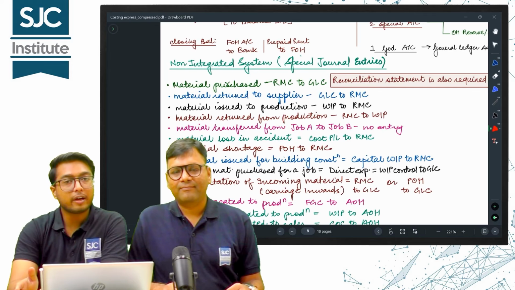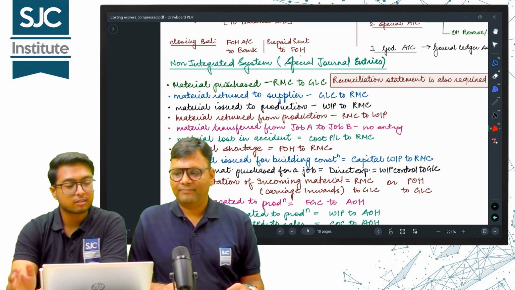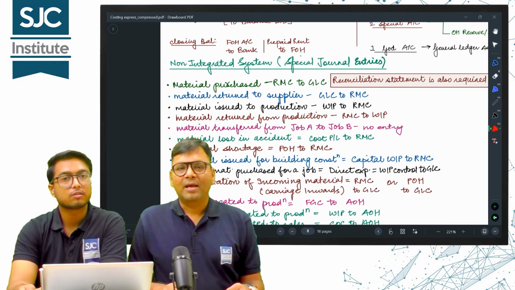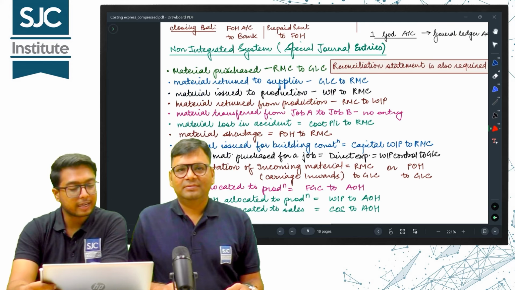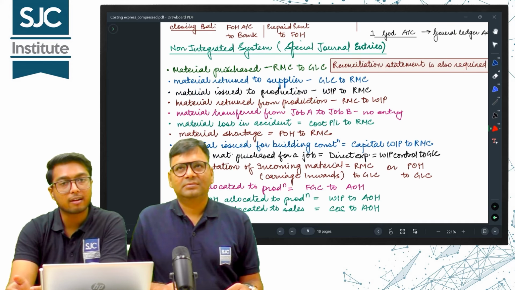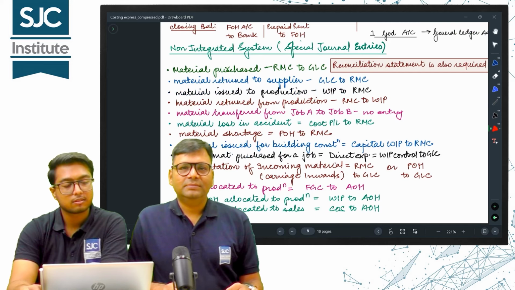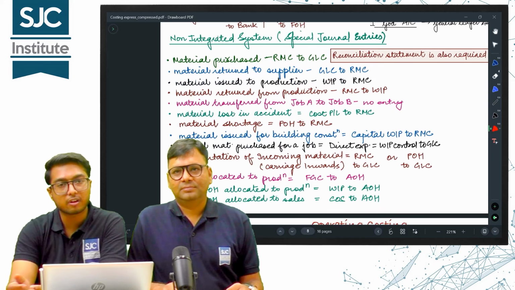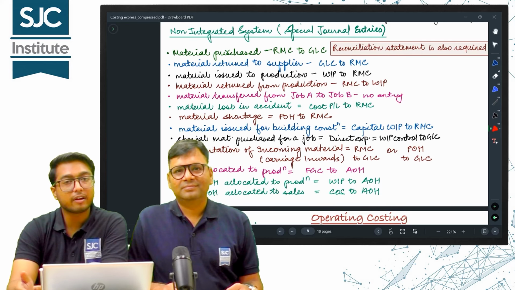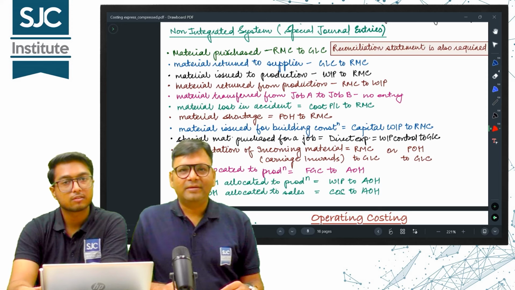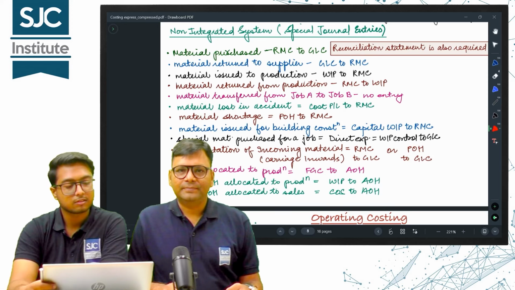Moving on to the non-integrated system journal entries. Material purchased: it is RMC to GLC. Second, material returned to supplier: GLC to RMC. Material issued to production: production is receiving, so WIP to RMC. Fourth, material returned from production: opposite entry, RMC to WIP.